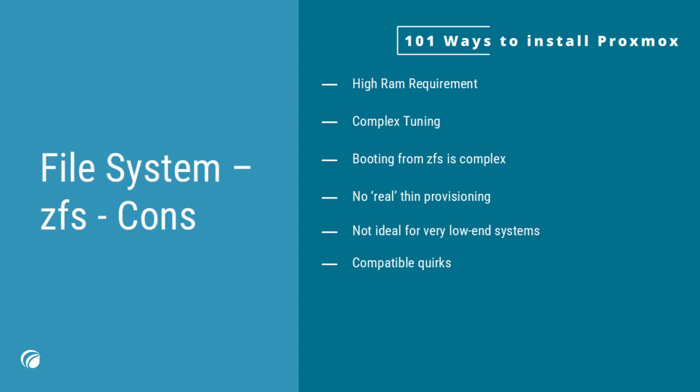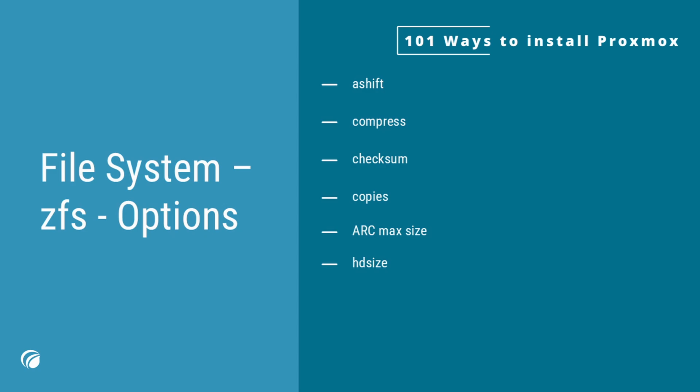Some third-party tools or hypervisors might not fully support ZFS without workarounds. So what are the ZFS options? Ashift sets the block size exponent. This typically relates to the physical sector size of the disk. Common values are 9 for 512-byte blocks or 12 for 4K blocks. Modern SSDs should use 12, or 4K. In Proxmox, based on the disks, this is auto-detected.